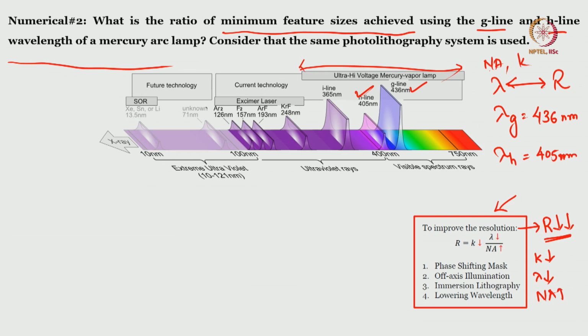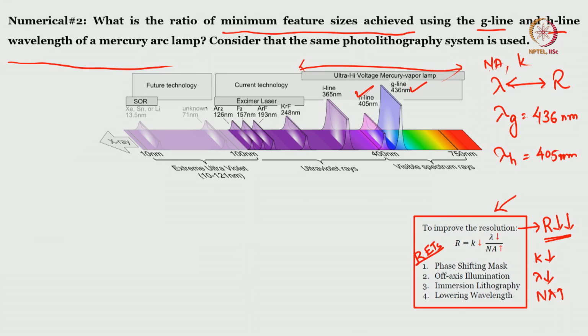So, these are known techniques to improve the resolution, known as RETs, resolution enhancement techniques. Why am I saying all this? Because these things are important when you talk about minimum feature size, G line, I line and all. Based on your interest, I would encourage you to go and check all these RETs.